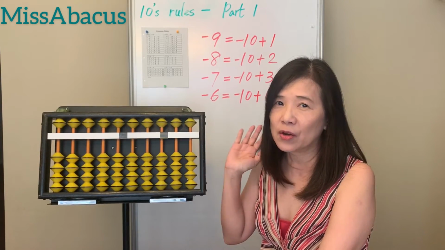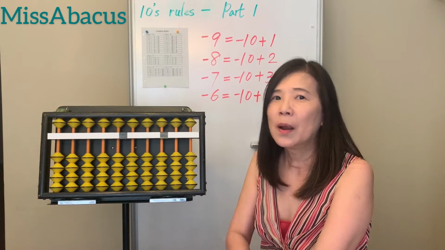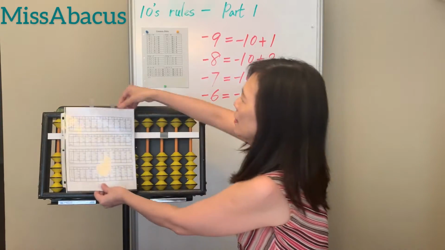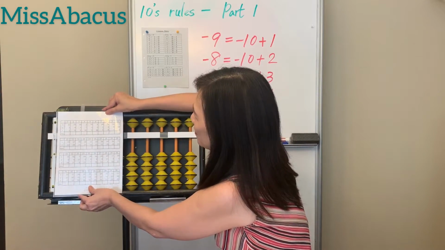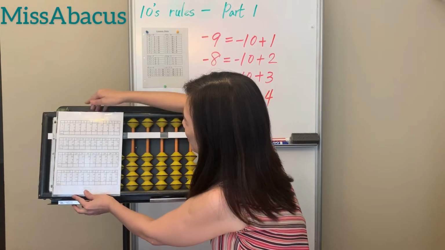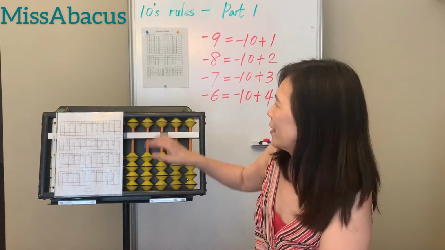Last week we learned the 10's rule for the plus part. So today we are going to do the minus part. Before learning that, we are going to check homework first. This is the worksheet from last week, page 1. We are going to do number 5, all the 5s today.